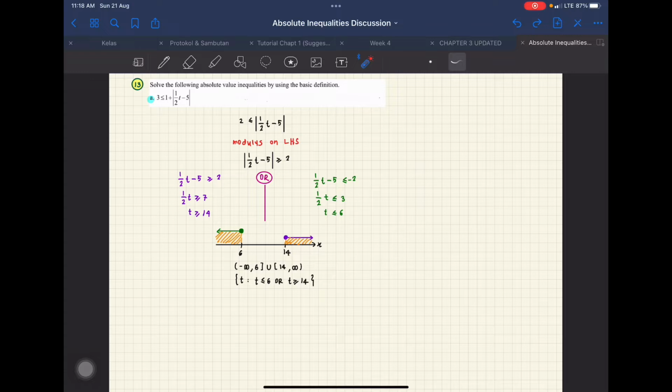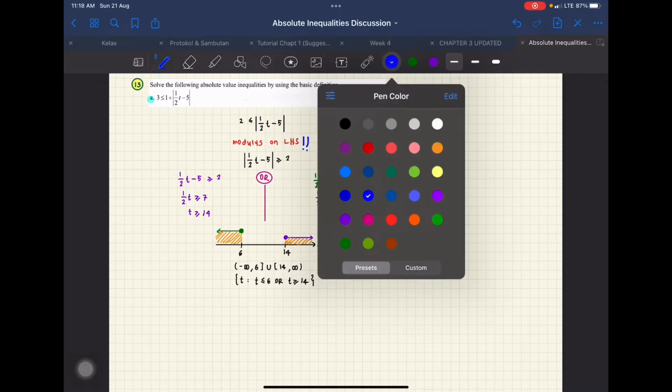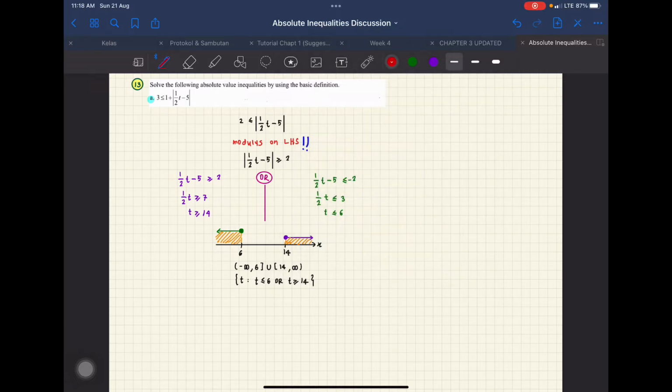Okay, so that's why you need to always make sure that your modulus is on your left hand side. Ni benda penting awak kena pastikan. Okay, so tu adalah the next thing yang kita nak after kita dah jadikan modulus kita dekat satu belah sahaja. Sekejap saya tulis yang nombor 1. Nombor 1, modulus on one side.